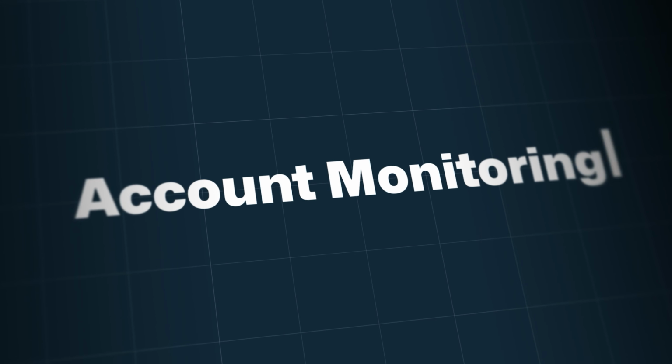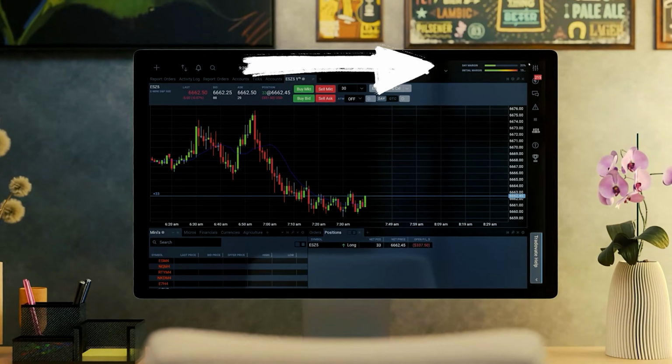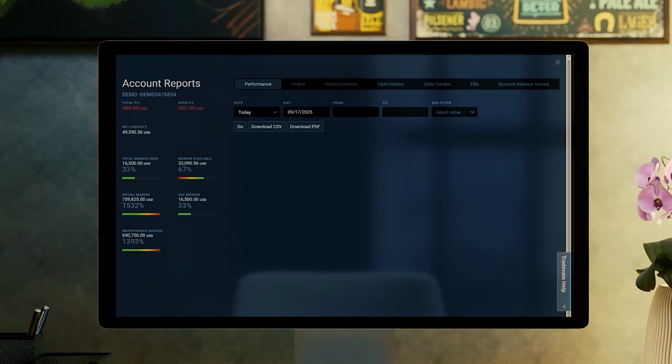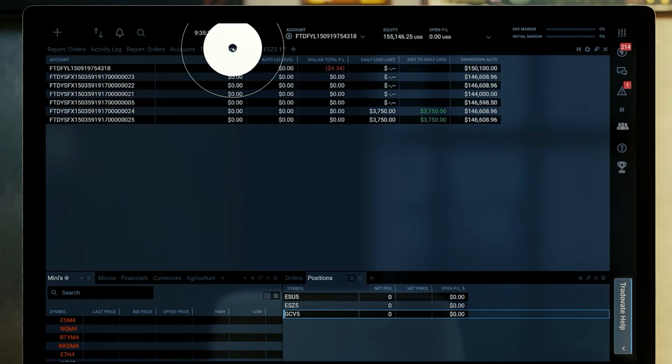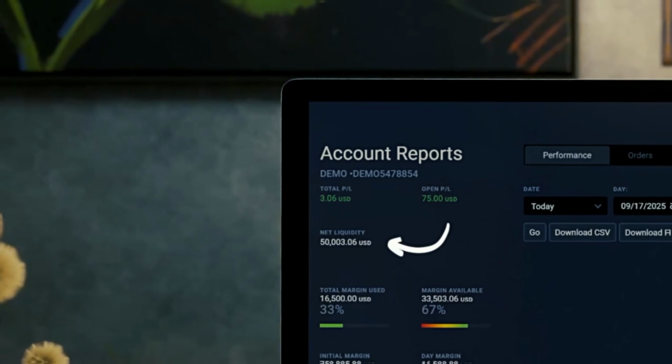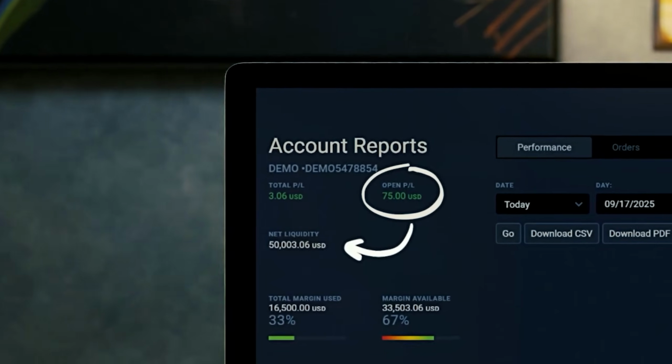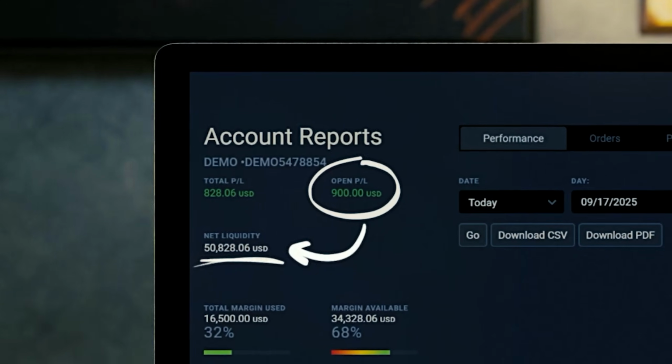Account monitoring. Let's talk about the 3 most important numbers you need to watch in Tradovate. Look for your account panel. It's usually in the top right corner, or you can click the account tab to bring it up. This shows your total account value right now, including any open positions. If you started with $50,000 and you're up $500 on an open trade, your balance shows $50,500. This number moves in real time as your positions gain or lose value.